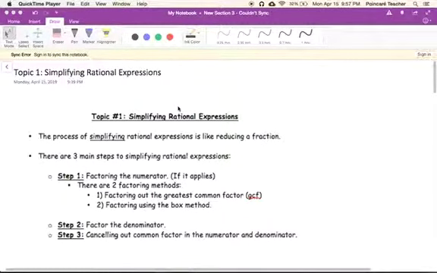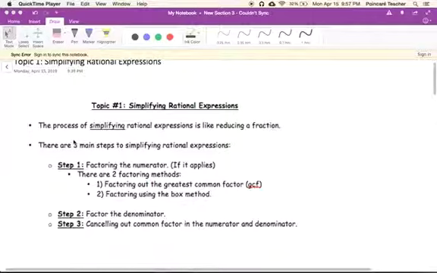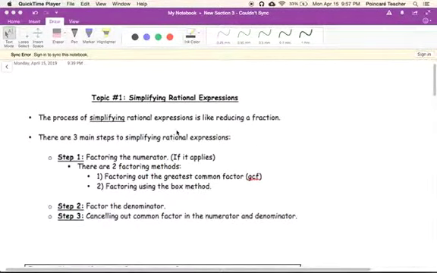So the first topic, this video is on the first topic on simplifying rational expressions. The big idea to keep in mind is that when you're simplifying rational expressions, or adding, subtracting, multiplying, dividing, they follow pretty much the same rules as when you're working with fractions.